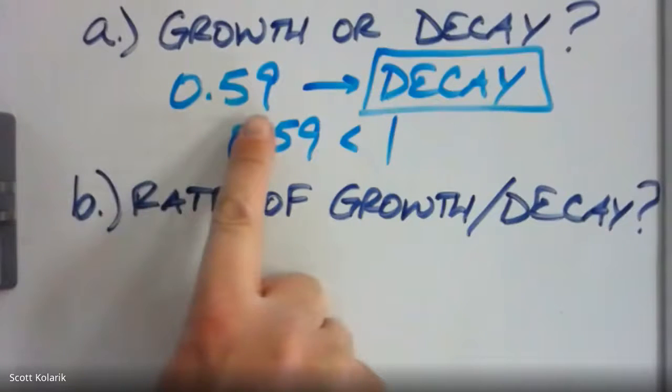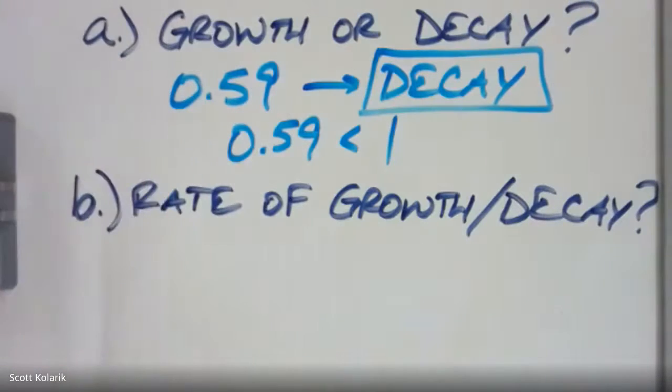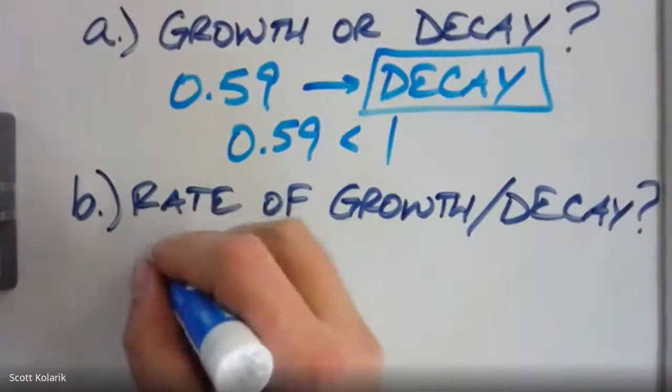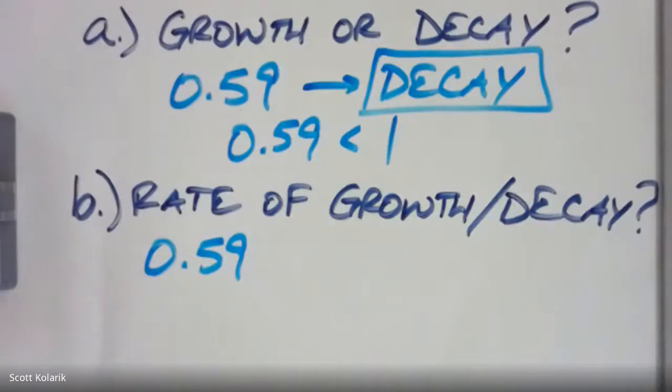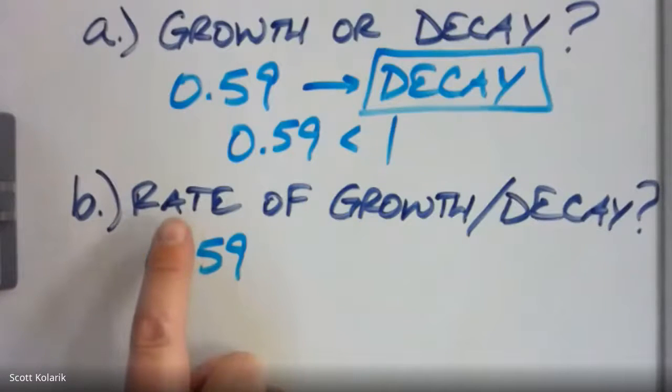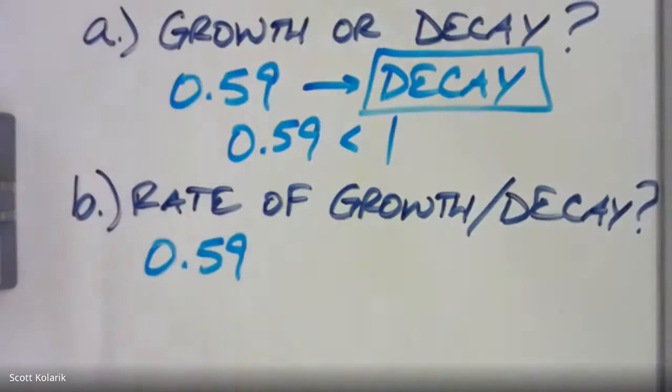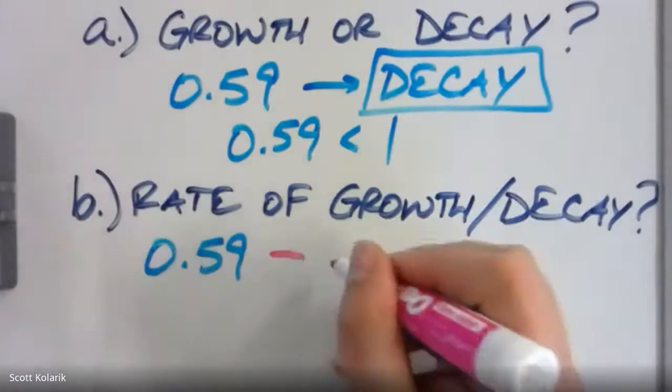Well, here's the same thing. I'm going to care about that same exact number, the base of my exponent, the constant multiplier, constant factor. In this case, 0.59. So how do I figure out the rate of growth or decay? Rate implies that I'm going to deal with a percent. So let's figure out how to solve for that. Whatever the base of your exponent is, in this case 0.59, you're going to subtract 1.